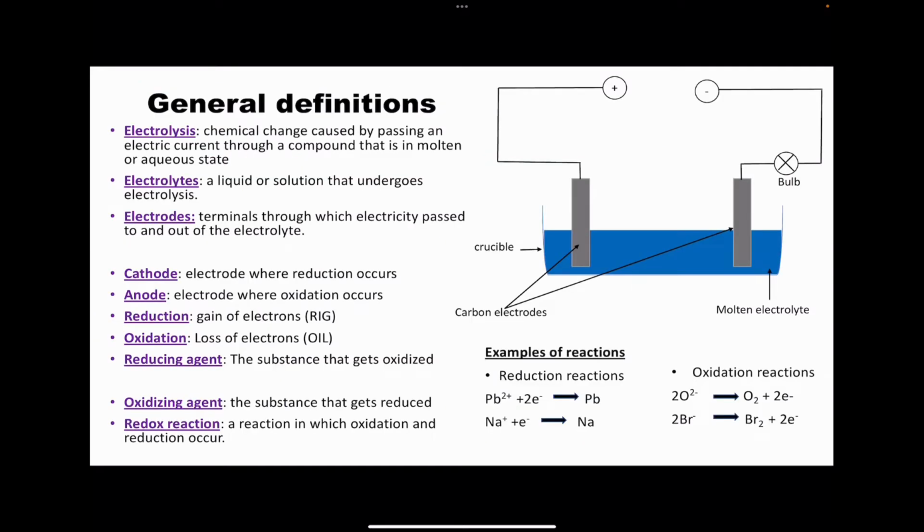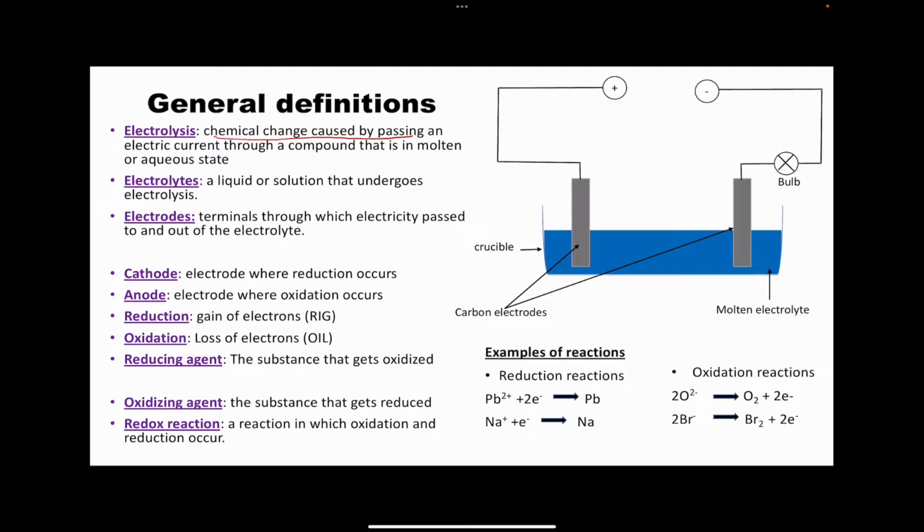So we'll begin by looking at the general definitions. Electrolysis is a chemical change caused by passing an electric current through a compound that is in molten or aqueous state. So when an electric current is passed through, electrons are going to move and electrolysis will occur. When we carry out electrolysis, we need a liquid. It could be a liquid which could be in a solution or just a liquid.